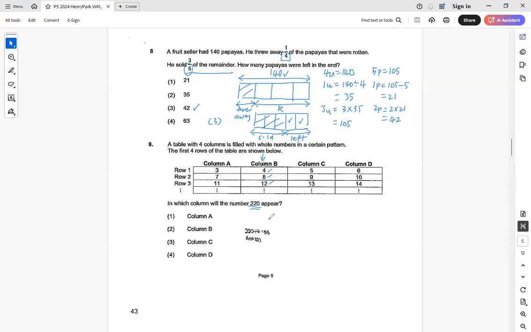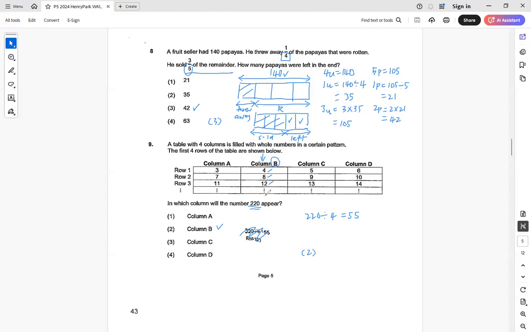So what you do is simply take 220 and divide by 4, because there is a multiple of 4 here. Then you will get the answer 55. So this 220 is also a multiple of 4, meaning it will also appear in column B. So your answer is going to be option 2.